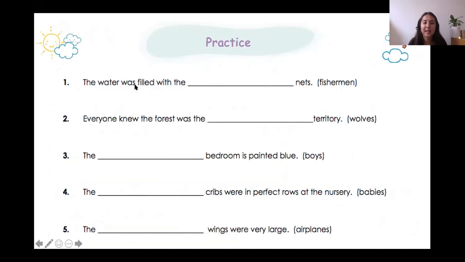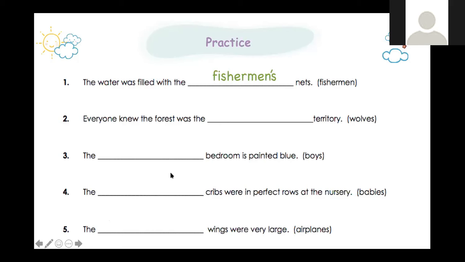So how would we say this? How would we spell the word fishermen's? Joey, can you tell me? F-I-S-H-E-R-M-E-N apostrophe S. Perfect. Well done, Joey. Fishermen's. The water was filled with the fishermen's nets. Perfect. We must add apostrophe S as it's irregular. It does not already end in S.